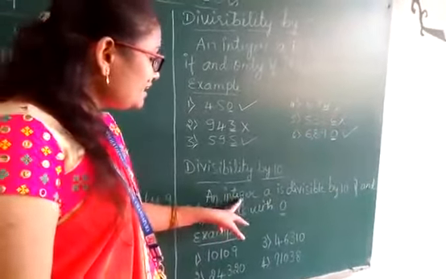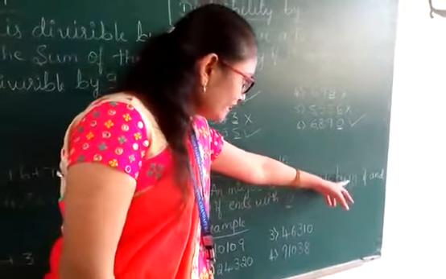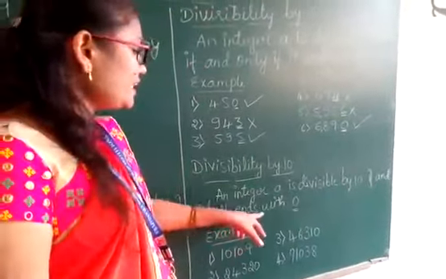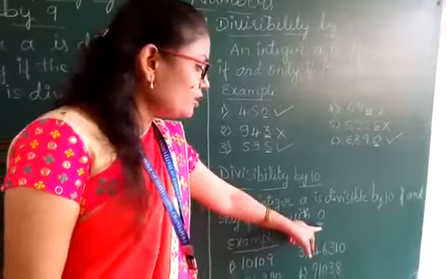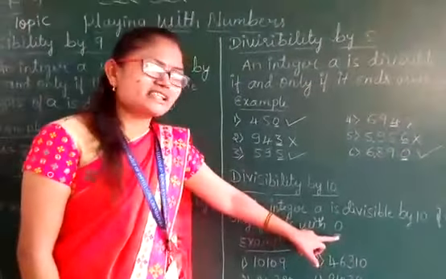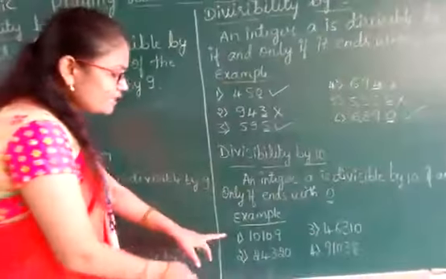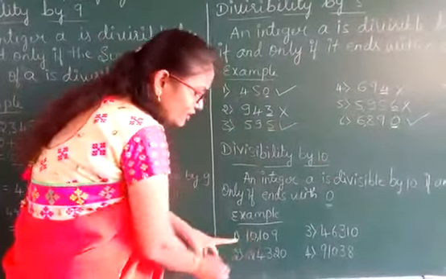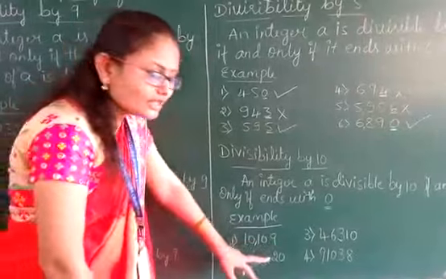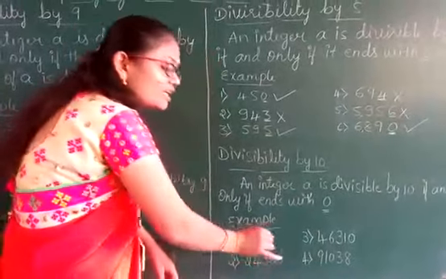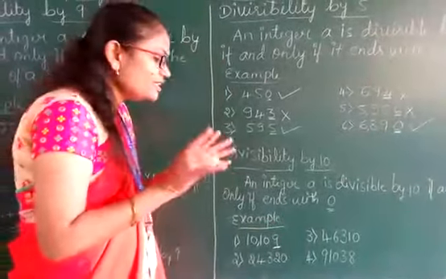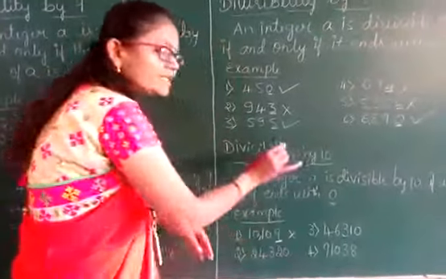An integer a is divisible by 10 if and only if it ends with 0. If the number ends with 0, we can say easily that the given number is divisible by 10. For example, the first number I have taken is 10,109. The last digit is 9. If it ends with 9, it is not divisible by 10.